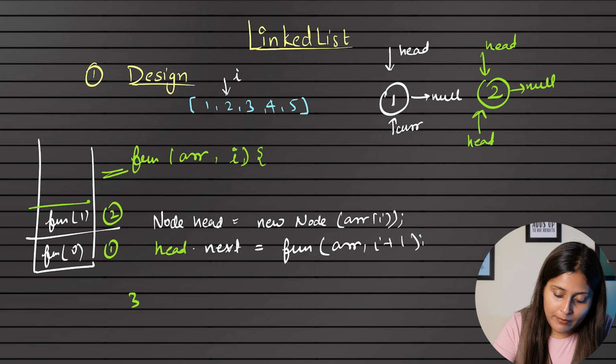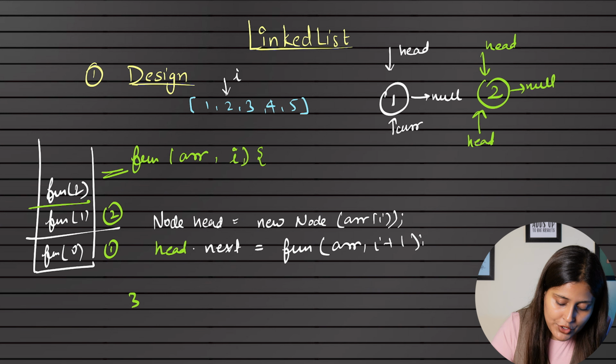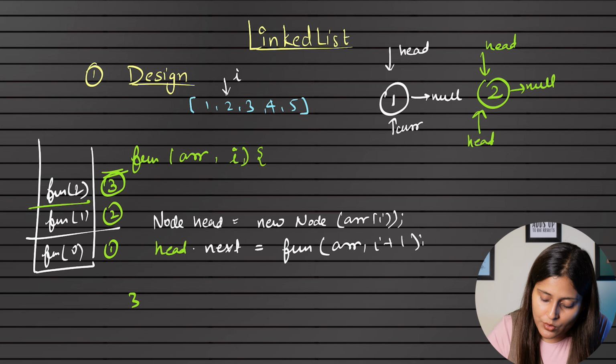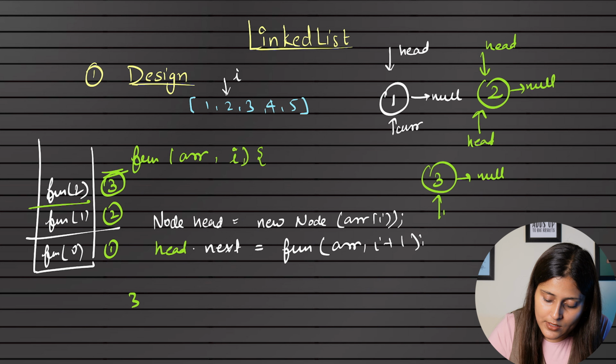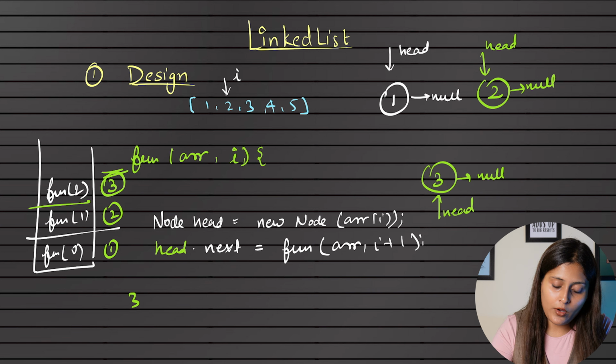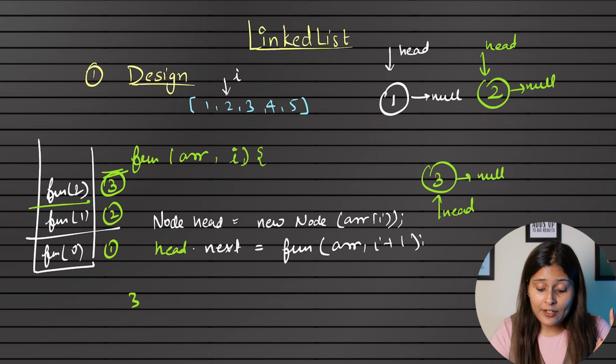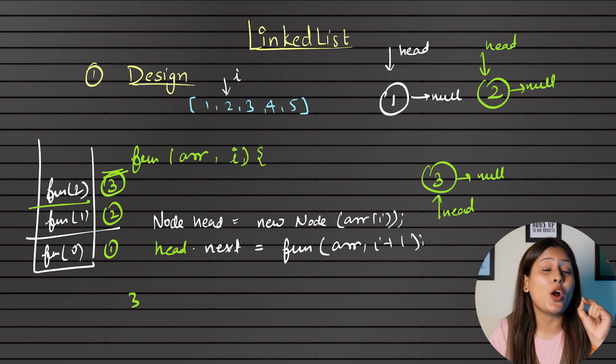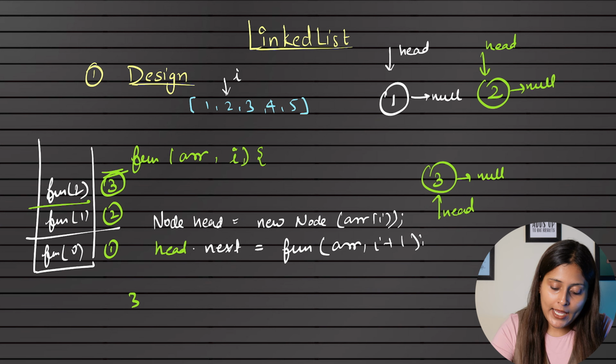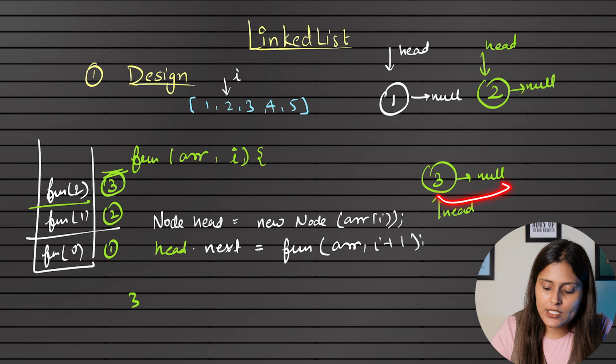So now again we'll make a function for 2, and in this case again the new node with 3 will be created. So let me create here 3 pointing to null, and this is head. Okay, let me erase this because current is not needed anymore. Again, I am saying 1, 2, 3 have been created in different calls, but they are not connected yet.